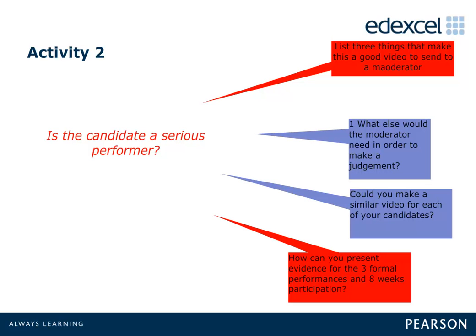E-portfolio submissions are still experiencing some issues, where centres fail to supply the depth of evidence to judge the quality of a candidate's performance. It is relatively easy to compile the rubric, 3 and 8, of the course, but more difficult to present evidence that will enable the moderation team to make judgments on the quality of the performer.